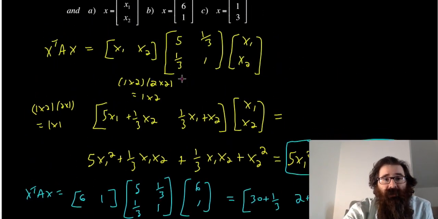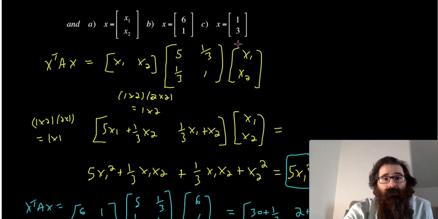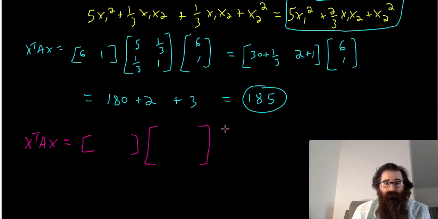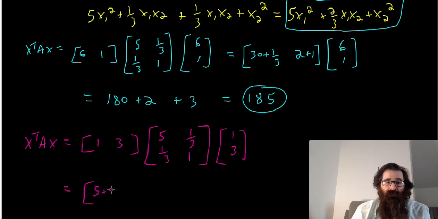And one more computational example, it looks like, with the vector 1, 3 for x transpose times A times x. So vector x is the vector 1, 3, a column vector, so x transpose is the row vector 1, 3, and then matrix A I can cheat and remember it was 5, 1 third, 1 third, 1. And then I want to multiply these together. So first we do our row column rule and we get a couple of entries. So I'm going to get 1 times 5 is 5, plus 3 times 1 third is 1. And then for my second entry, I'm going to get 1 times 1 third is 1 third, plus 3 times 1 is 3.